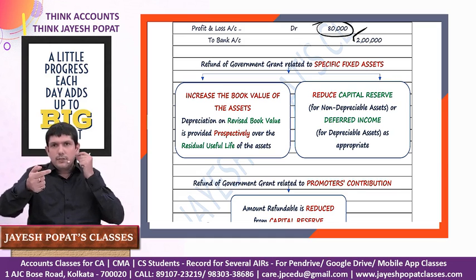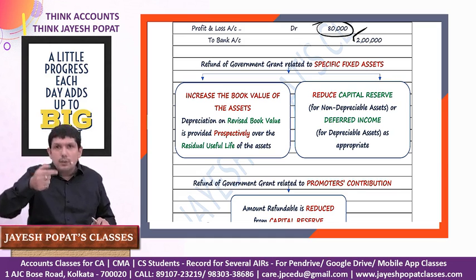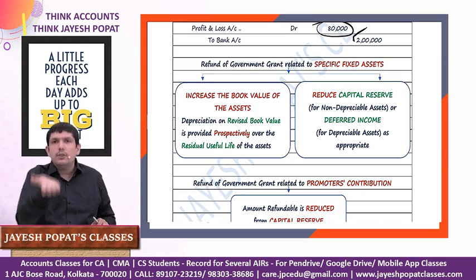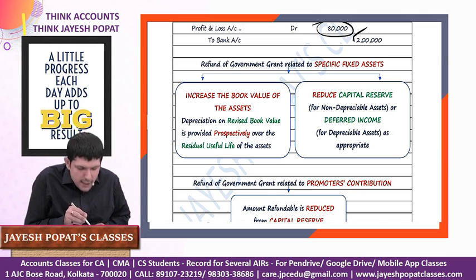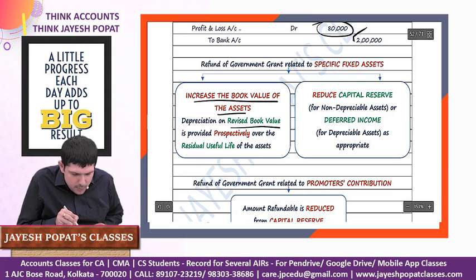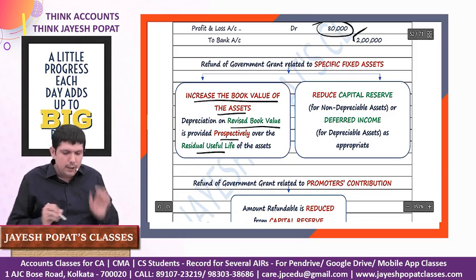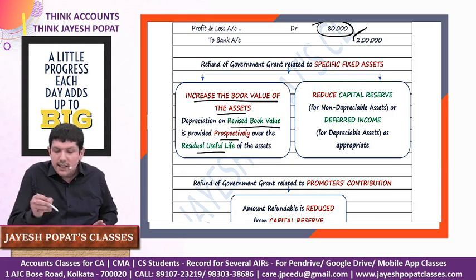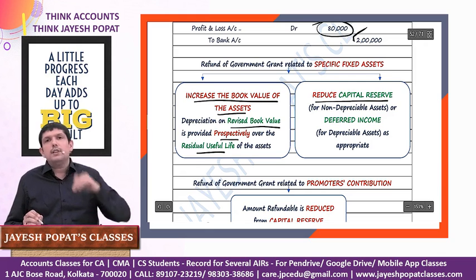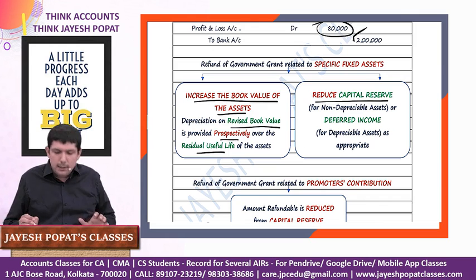So if you have taken the first method, if you have reduced the amount of grant from the book value of the asset, when you are doing the refund, you have to increase the book value of the asset. So increase the book value of the asset, and depreciation on the revised book value is provided prospectively over the residual life of the asset. If you have taken it to capital reserve, you reduce the capital reserve: you will debit the capital reserve and you will credit the bank account.